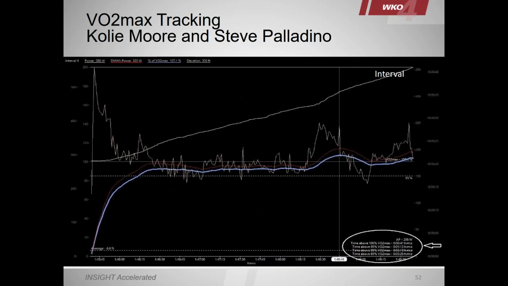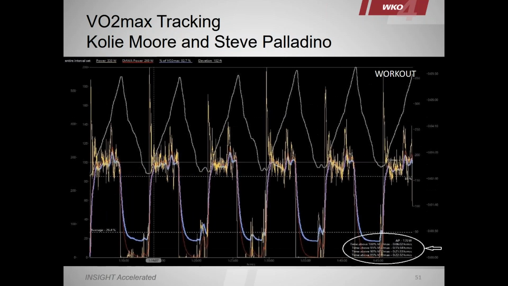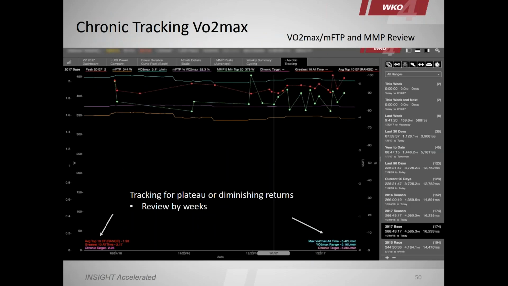This is the same chart when you break it down, and you can look at it by interval. Excellent chart. Excellent use of the technology, a whole new level of analyzing workouts. So that's how I measure items in the acute phase.